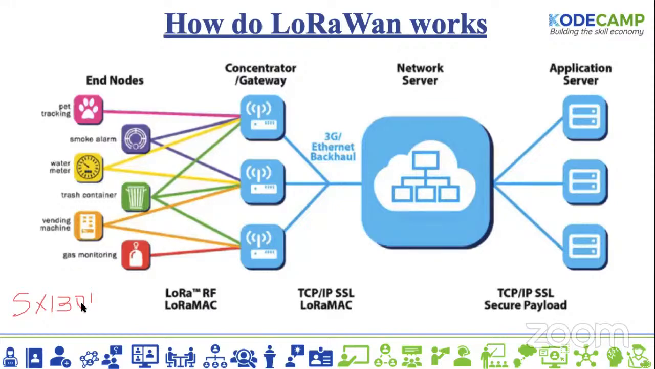Now the network server is the interface between the application server and the gateway. So it relays a command from the application server to the gateway, while also relaying data from the gateway to the application server. It also performs other functions, ensuring that there are no duplicate packages.